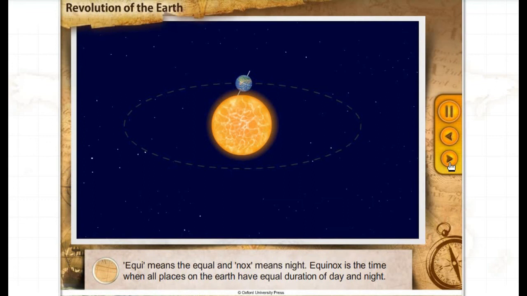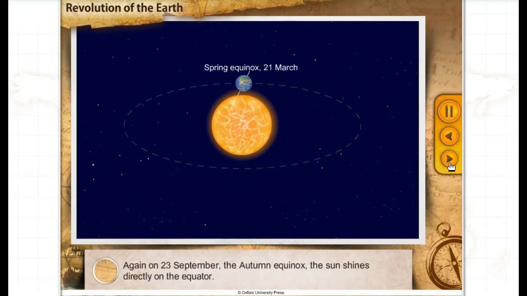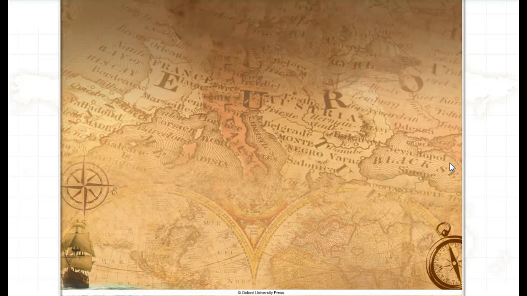Equi means equal and nox means night. Equinox is the time when all places on the Earth have equal duration of day and night. Each year, on 21st March, the spring equinox, the Sun shines directly on the equator. Again on 23rd September, the autumn equinox, the Sun shines directly on the equator.